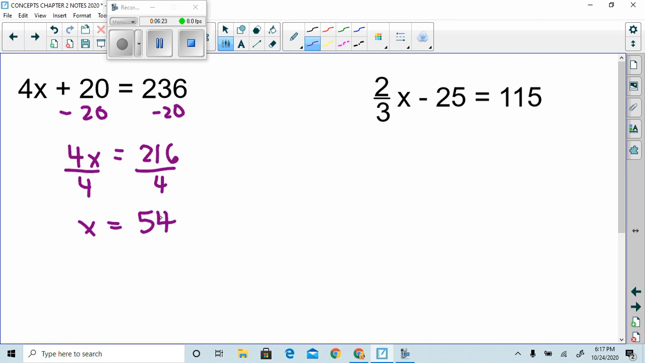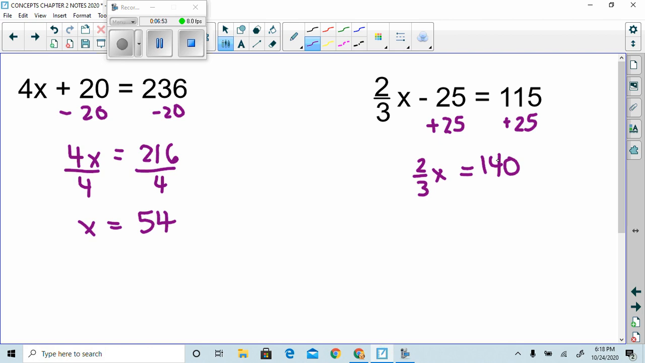Now here's where I started talking about something a little different, which has the fraction coefficient, which I'm sure I mentioned in the past, but it's pretty important that we take a closer look at it. I'll first add 25 to both sides. That will be the first of 2 steps. I'm going to add it here, and I get 2/3 times x is equal to 140.